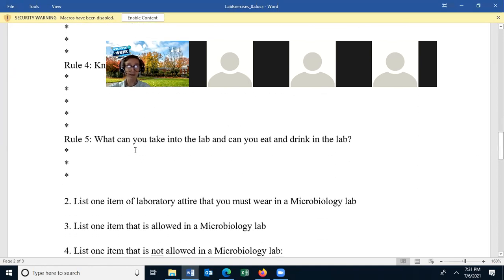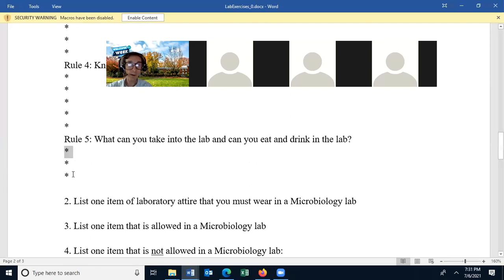And then what can you take into the lab? So there's 2 things you need to answer for that. And actually there are some things to take into the lab. For example, as you notice, I'm wearing glasses. Do you think I can take those into the lab and then take them out of the lab? The answer is yes, we will allow that. Okay? You shouldn't get them contaminated with bacteria, but we will allow certain things into the lab.